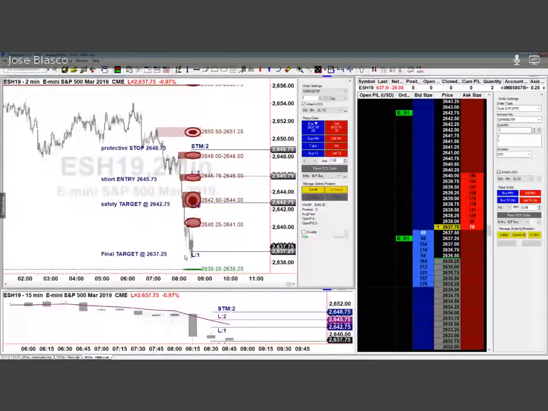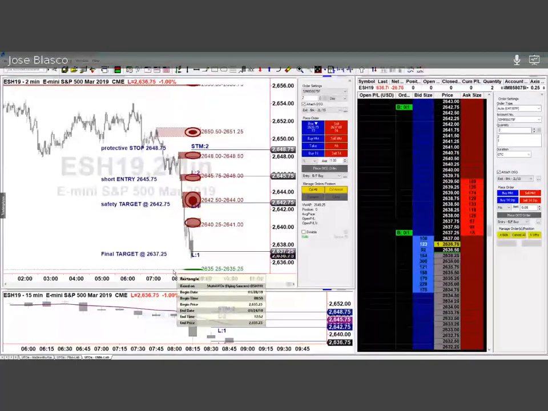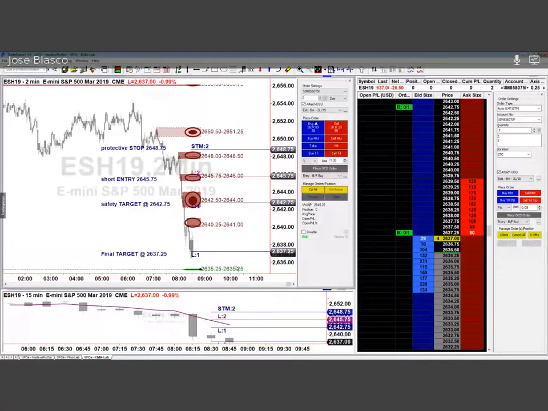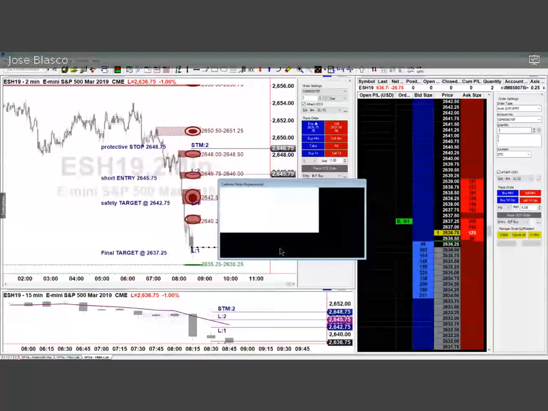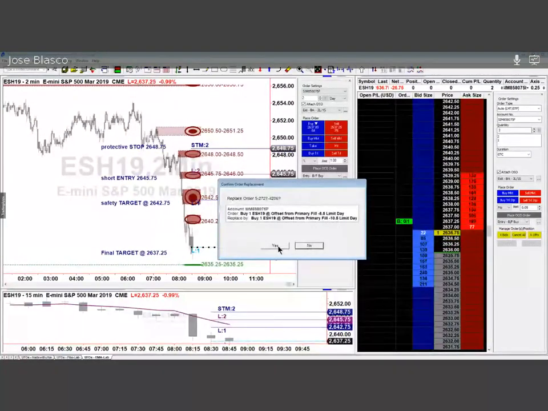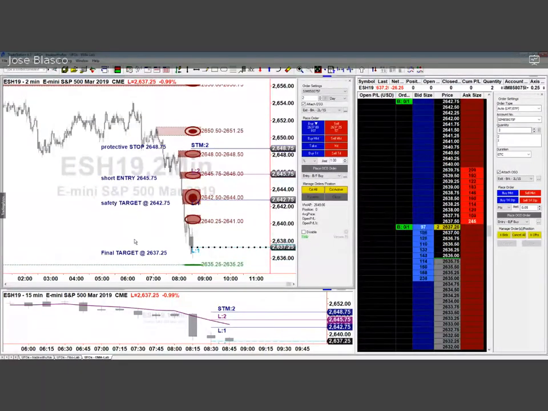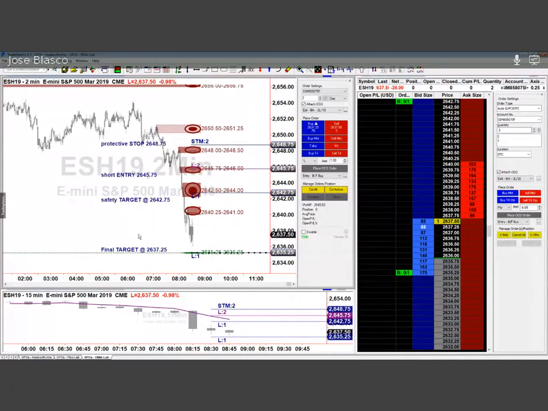Okay, so what am I going to do? Well, I'm going to use the next UFO, which is right there. It's 35.25. Okay, so 35.25. So I'm going to move this to 35.25. Yes. And the moment I do that, now I just need to wait for the market to come to us.